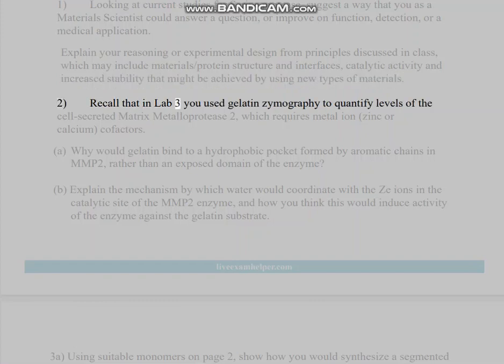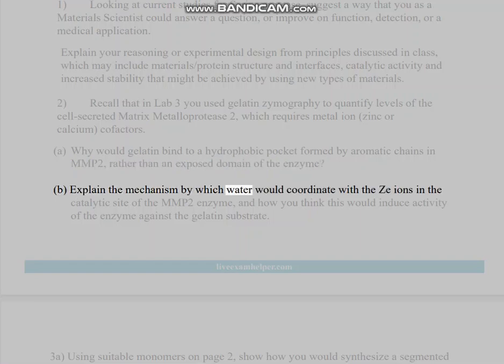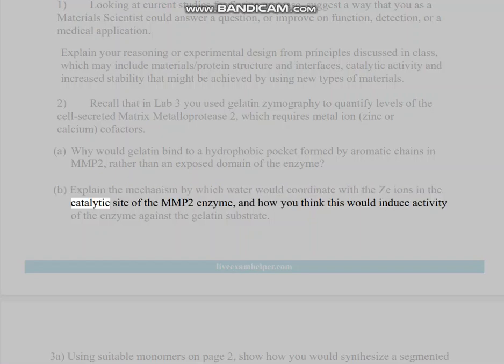2. Recall that in Lab 3 you used gelatin zymography to quantify levels of the cell-secreted matrix metalloprotease 2, which requires metal ion, zinc or calcium, cofactors. A. Why would gelatin bind to a hydrophobic pocket formed by aromatic chains in MMP2, rather than an exposed domain of the enzyme? B. Explain the mechanism by which water would coordinate with the zinc ions in the catalytic site of the MMP2 enzyme, and how you think this would induce activity of the enzyme against the gelatin substrate.